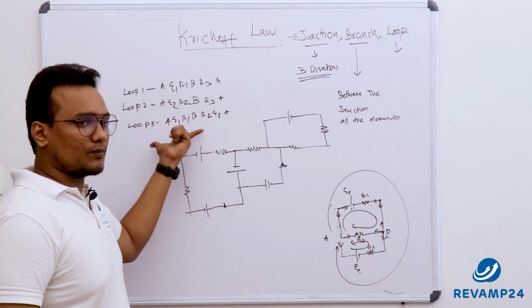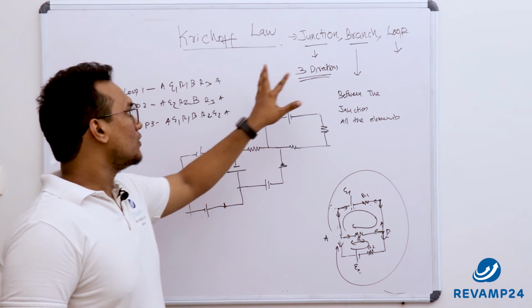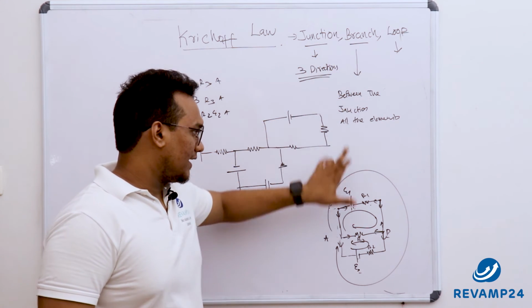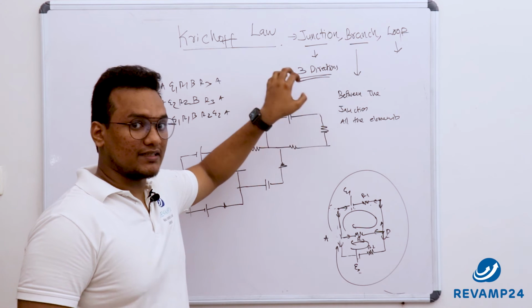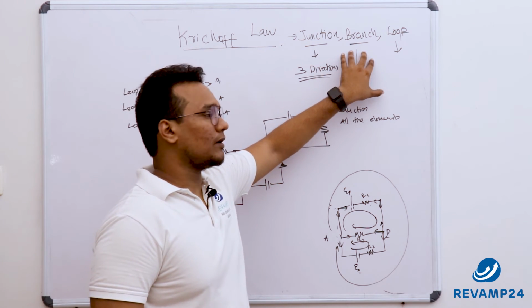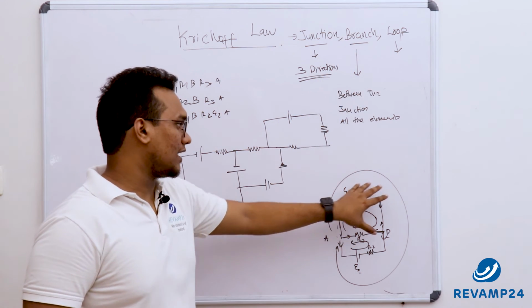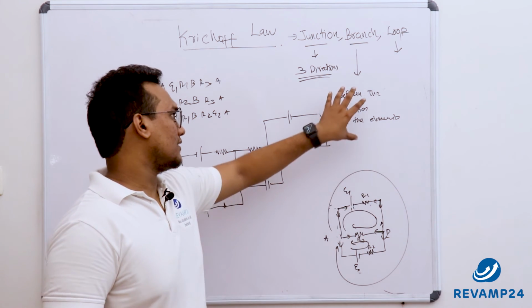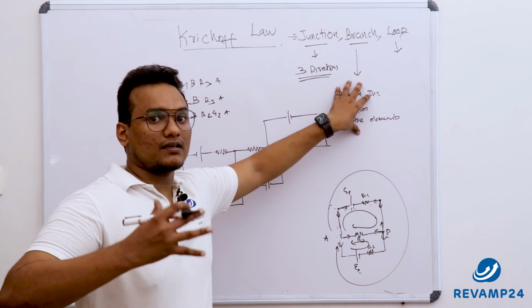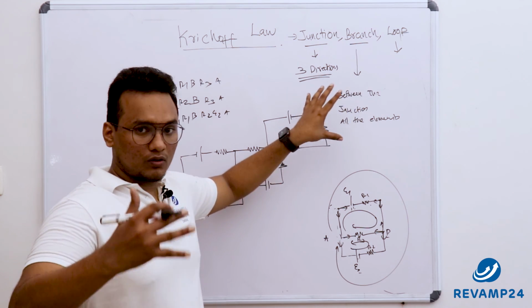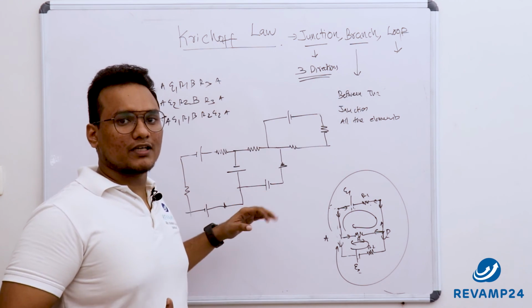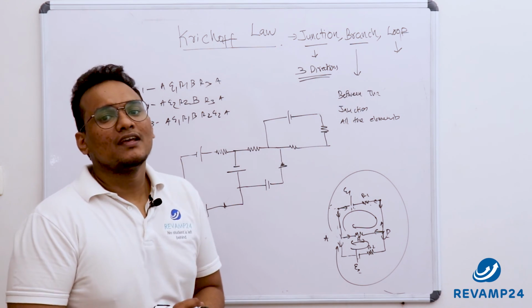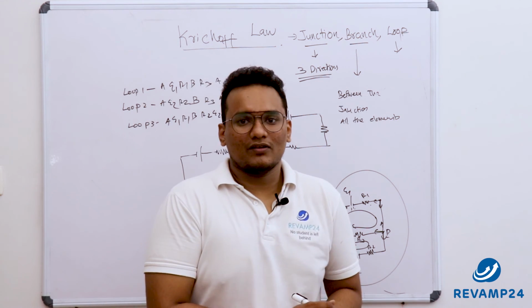So your concept about loop should be very clear. Your concept about junction, that is the point having three different directions, should be clear. Your concept about branches, that is the continuous element or the continuous path from one junction till another junction, should be clear to understand Kirchhoff's first and second rule. So be clear with all the concepts. In the next video, I will start Kirchhoff's first and second rule. Okay, thank you.